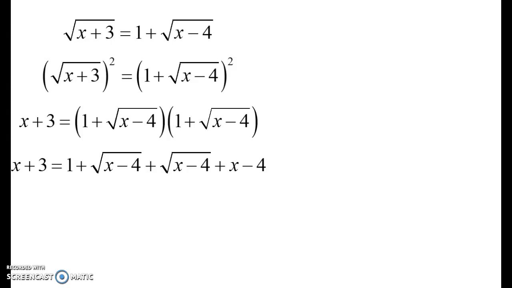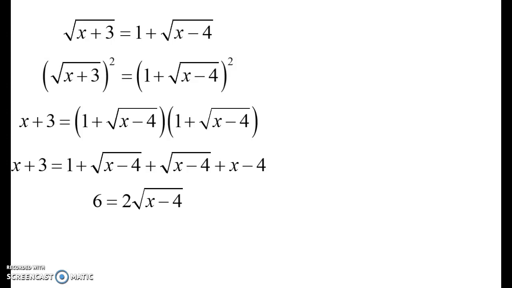Next, what we have to do is combine the like terms. So we're going to take all the terms that are not square roots and move them to the left. The 1 we're going to subtract. The x by itself is going to be subtracted to the left. And then the -4 is going to be added to the left. This will give us 6 on the left-hand side. The two square root signs that are still left, there's 2 of them. So that's why we have 2 times the square root of x minus 4. It's like if we had x plus x, we'd have 2x. This works the same way.